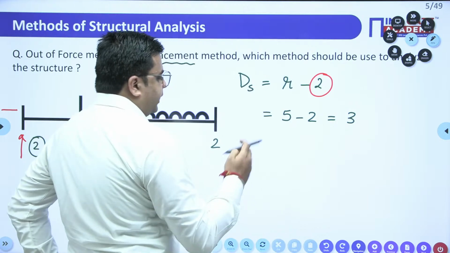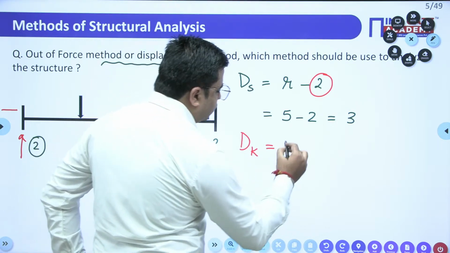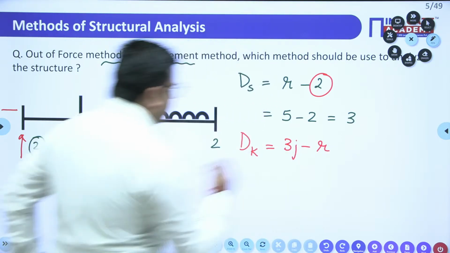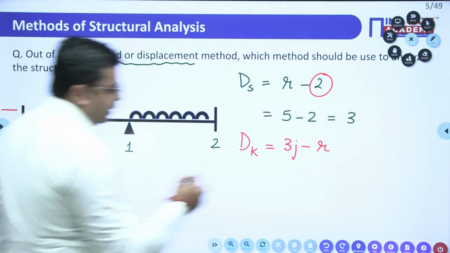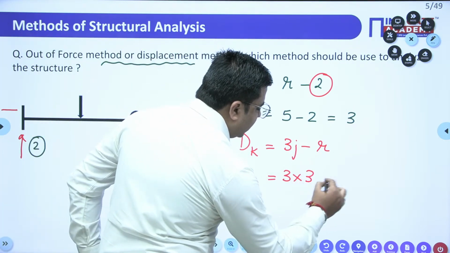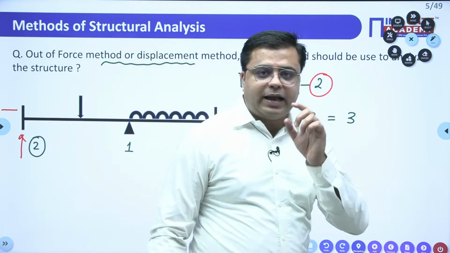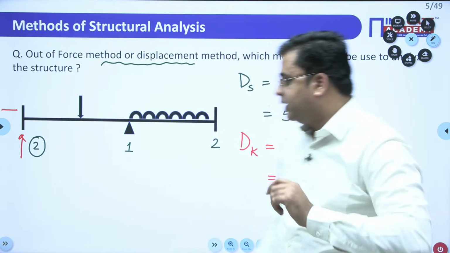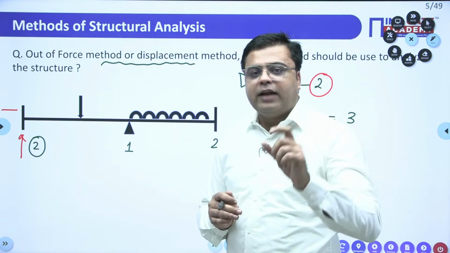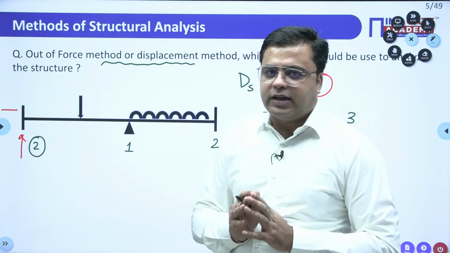Next is the degree of kinematic indeterminacy, dk, which equals 3j minus r. The number of joints are 1, 2 and 3, so 3 joints are there. So 3 into 3 minus the number of support reactions. Don't confuse yourself when calculating the number of support reactions for the degree of kinematic indeterminacy. For calculating the degree of kinematic indeterminacy, all the support reactions are counted, right?